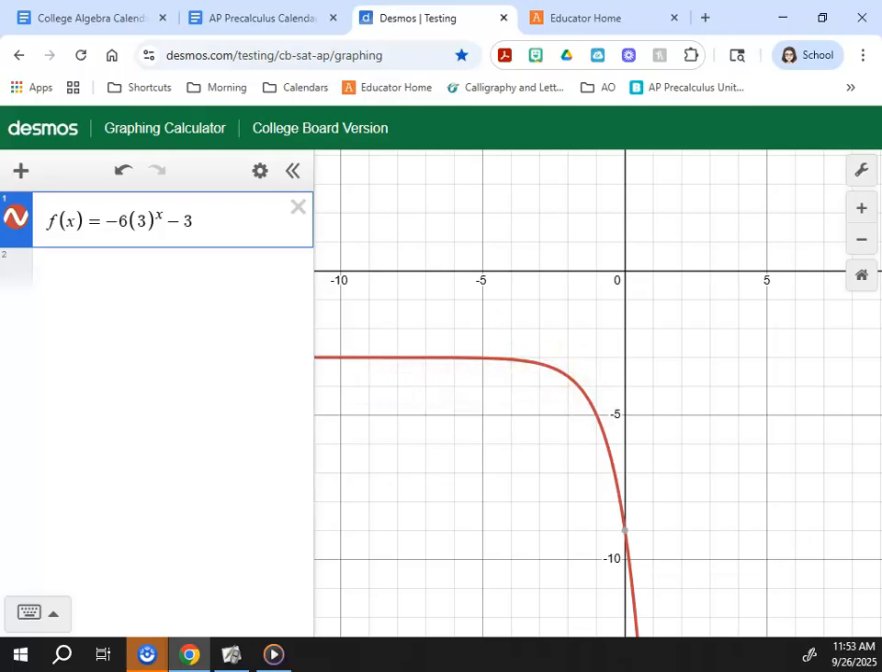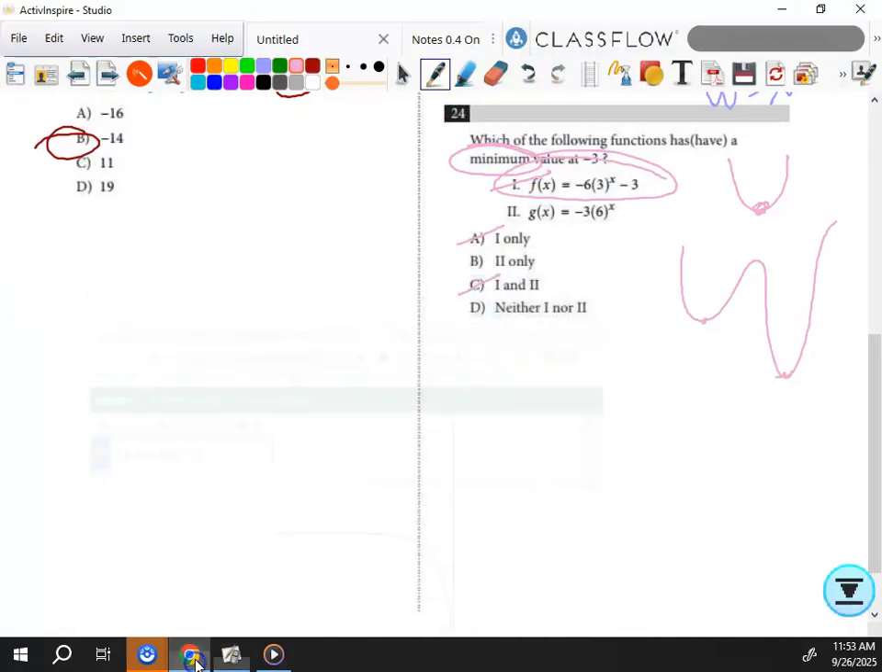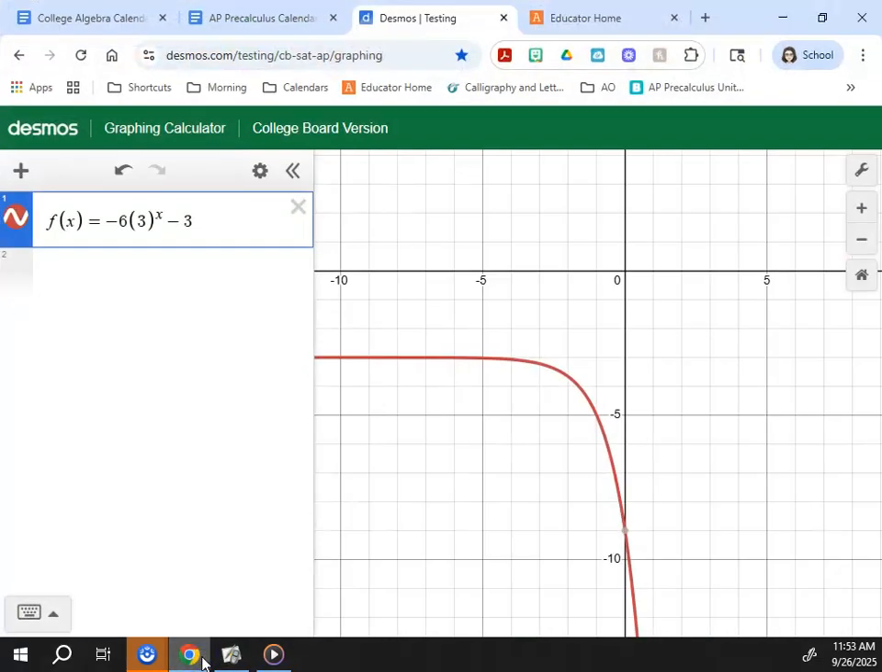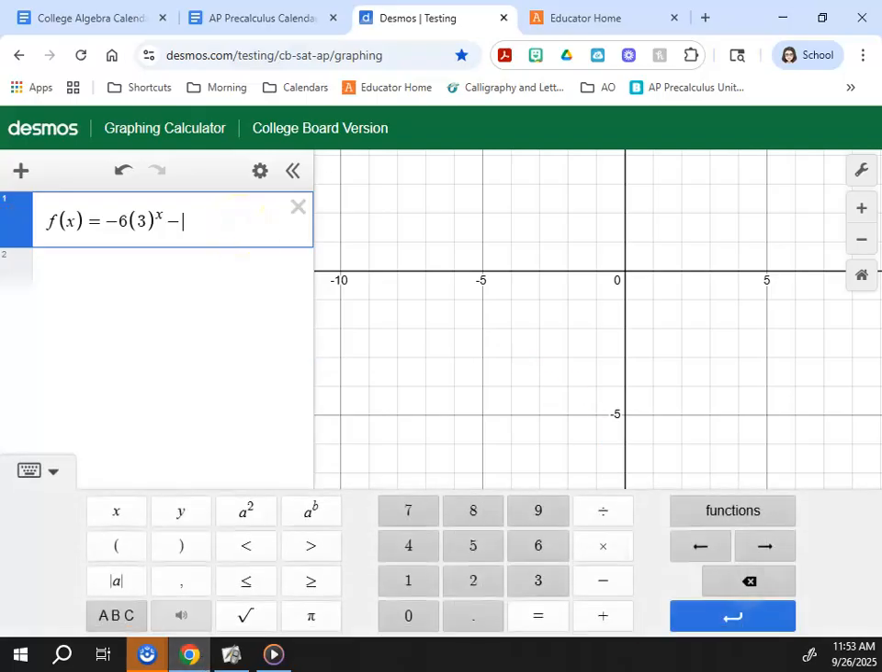A minimum would be like the vertex of a parabola. Does that make sense? Okay. All right, so then let's type in the other one. I can even leave it as f of x. It's fine. I'm going to delete that out.